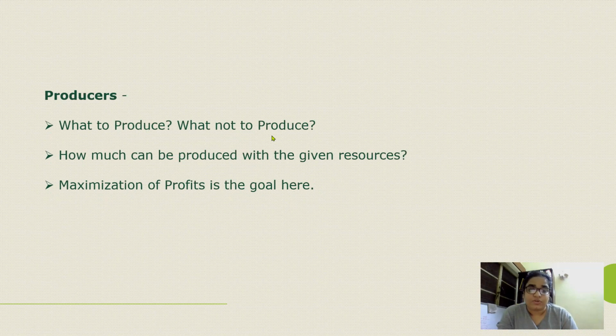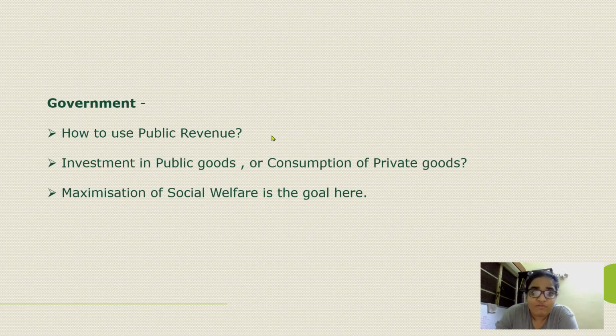The second type of users are the producers. Producers in the sense businesses, basically small firms, big firms. What do they have to decide? They have to decide what they want to produce. Depending on the economy that they're in, what product do they want to produce, and what do they not want to produce, and how much of this product do they want to produce, right? And what does the producer aim for? He aims for his profit maximization, right? If he's starting a business, his aim is to maximize his profit. Simple.